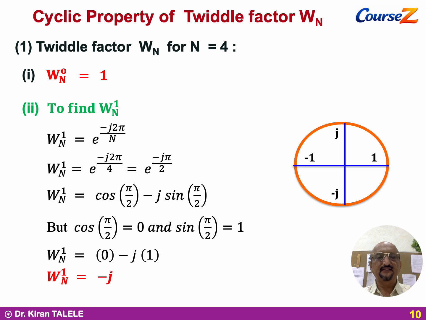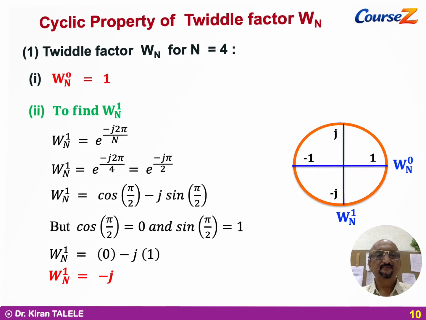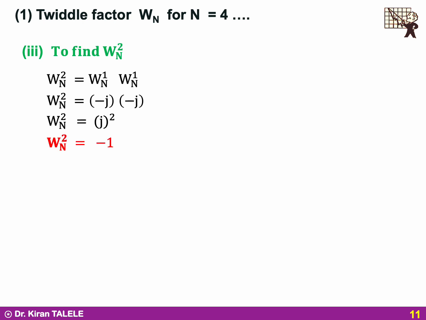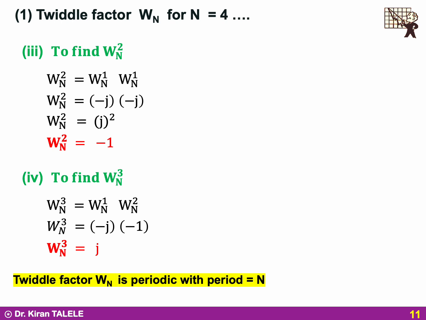To remember this, take one circle diagram, divide this circle into 4 parts. Horizontal line is the real axis, vertical axis is the imaginary axis. Because this is a unit circle, this will be 1, minus j, j. W^0 is 1. W^1 is minus j. W^2 can be easily obtained from W^1, that is minus 1. And W^3 is j.